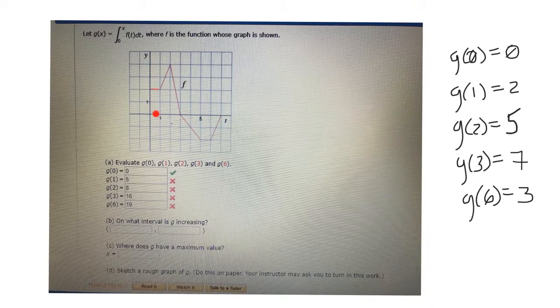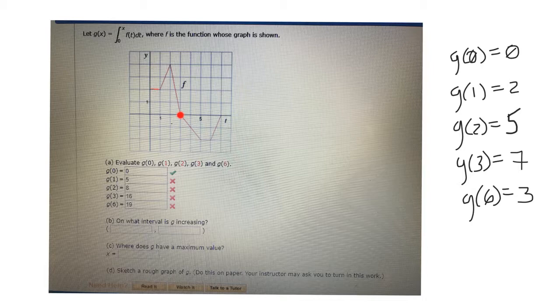When we moved to this x value of 2, the area under the curve increased to 5, right? From 0 to 3, the area under the curve increased. Don't get confused: even though the slope went down, when we moved from the x value of 2 to the x value of 3, the area under the curve increased. It went up to 7 in that moment.